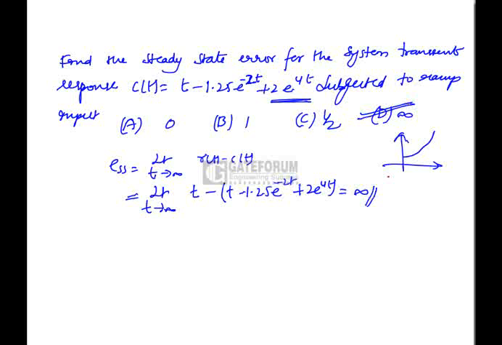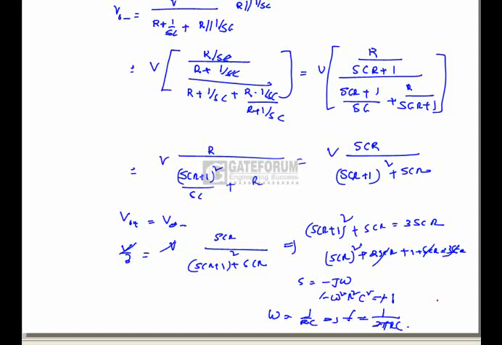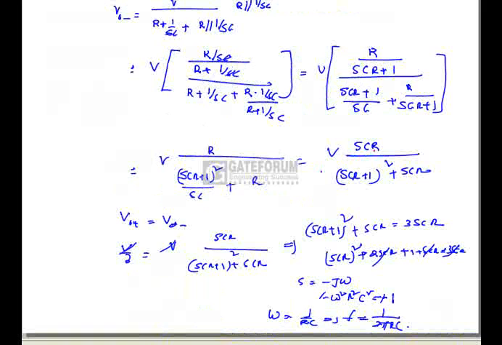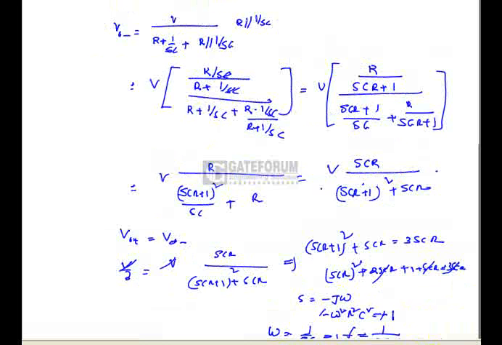Answer is D. Question: in the circuit shown, V0 will be 0 at which frequency? So V0 equals V0 plus minus V0 minus. V0 plus means V by R plus R by 2 into R by 2. We get V by 3, this equation. So V0 minus, we will get V into (sCR plus 1) whole square plus sCR. So if we equate this equation with this equation, that is 1 with 2, then we will get omega as 1 by RC, which equals 1 by 2 pi RC. That is, option C is correct.